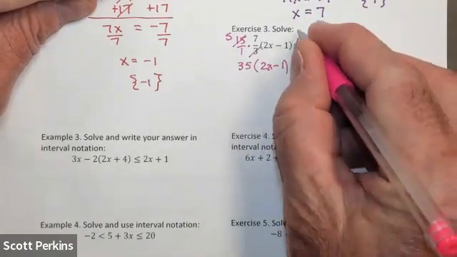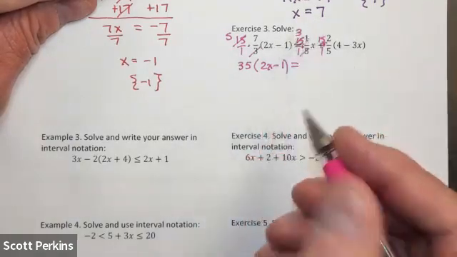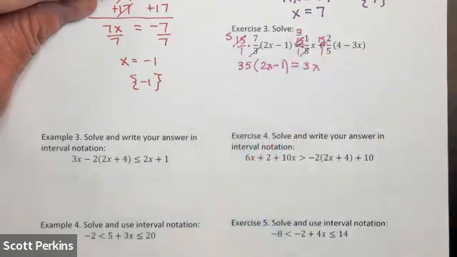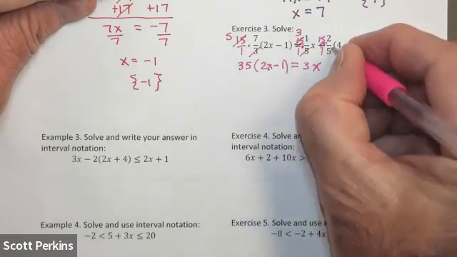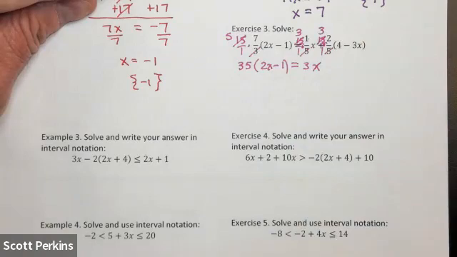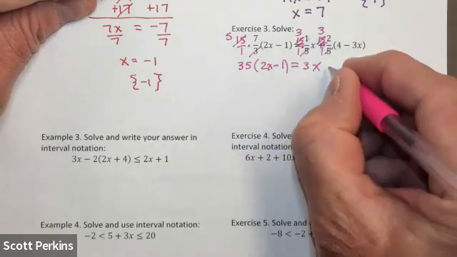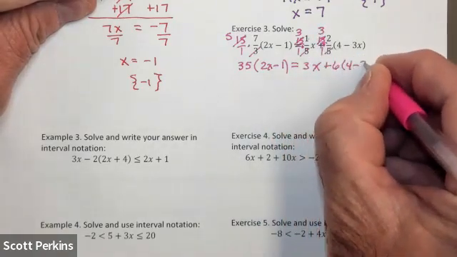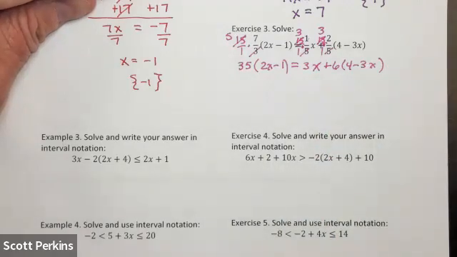5 goes into 15 3 times. So 3 times the 1 that's there is 3x. Nothing to distribute there. That's just the way it is. And then 5 goes into 15 3 times again. And 3 times that 2 is 6. And we'll go ahead and distribute in just a minute.